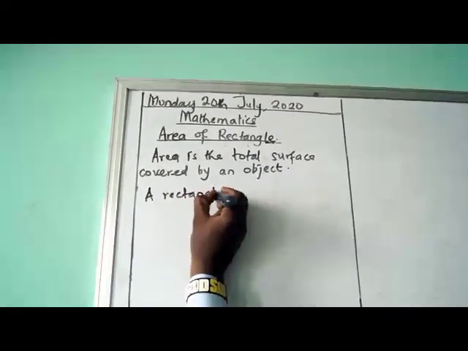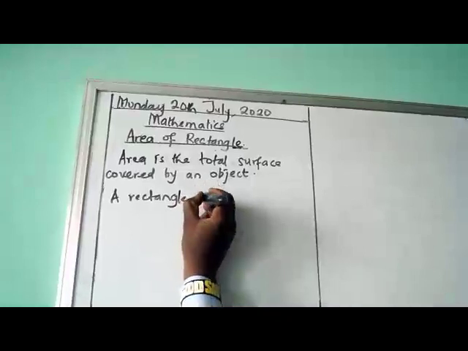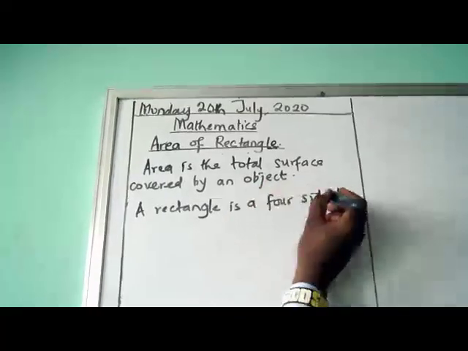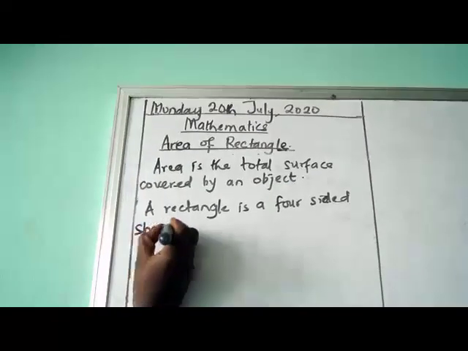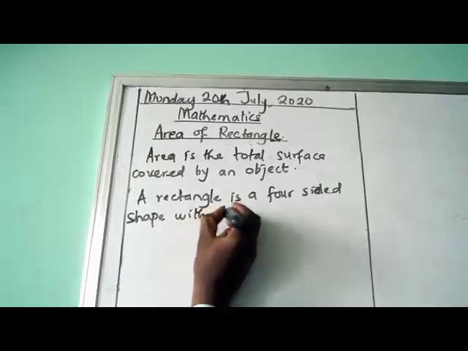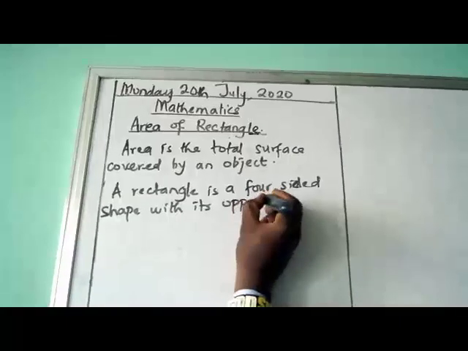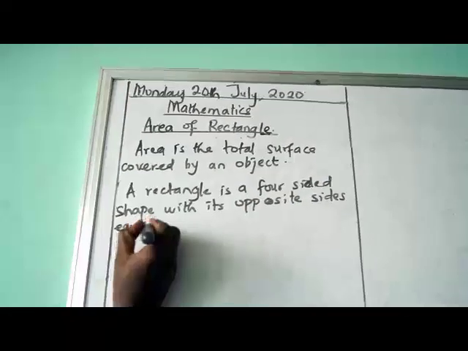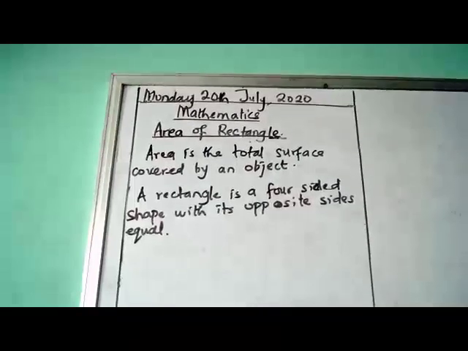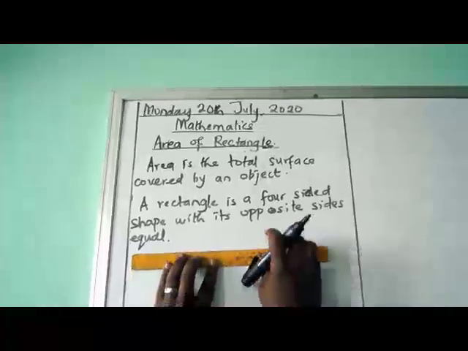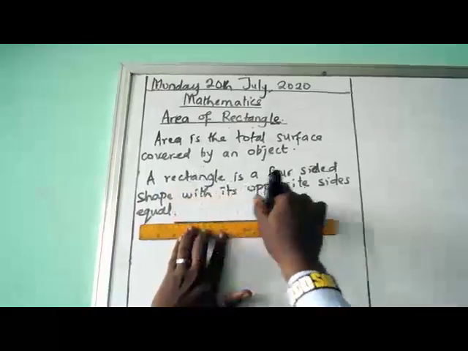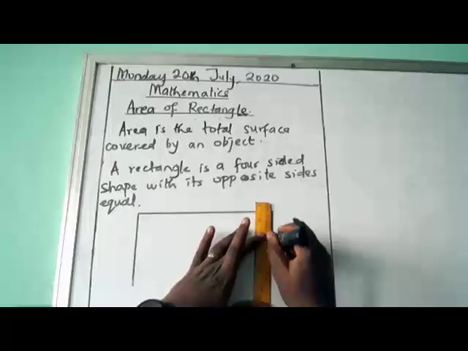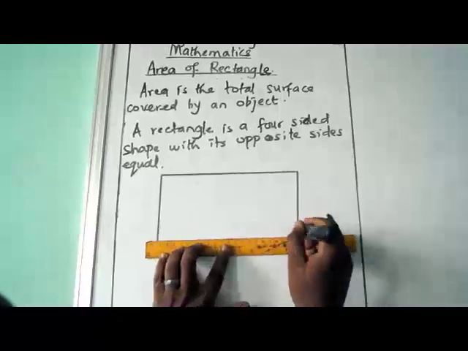I know we can identify a rectangle, but a rectangle is a four-sided shape with its opposite sides equal. That is, the sides that are facing each other are equal. Now let's draw a rectangle and see what we mean or what we have from that definition. So this is a rectangle.